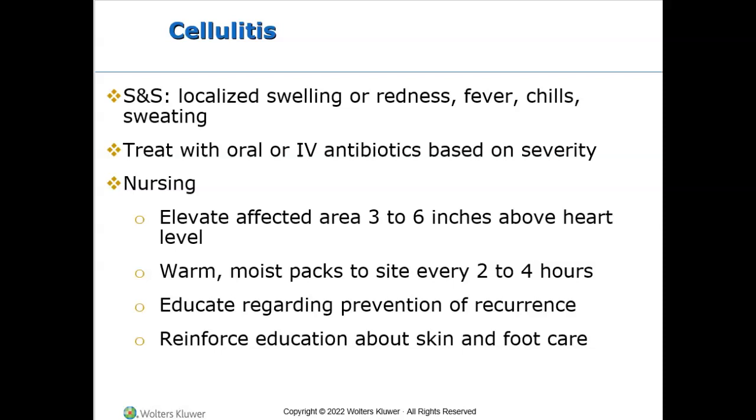So the signs and symptoms, they're pretty classic, I feel like. The skin is very red, there is swelling, and there is heat, and it hurts like crazy. And they have bruising, blisters, fever, headaches, chills, weakness, red streaks from the original site.